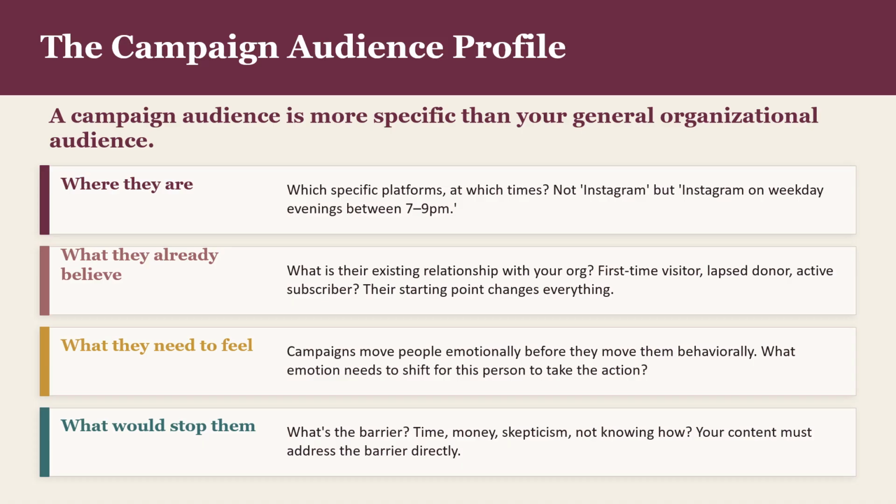What would stop them? That's a question that most campaigns don't answer, but it's really important. If the barrier is cost, then your content needs to address cost. If the barrier is not knowing the organization well enough to trust it, your content needs to build trust. Ignoring the barrier doesn't make it go away. Understanding the barrier means that you can adjust your message, or maybe you need to adjust your audience if the barrier is something that those people cannot overcome.